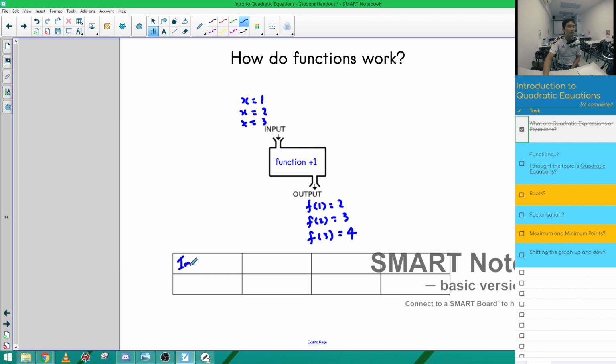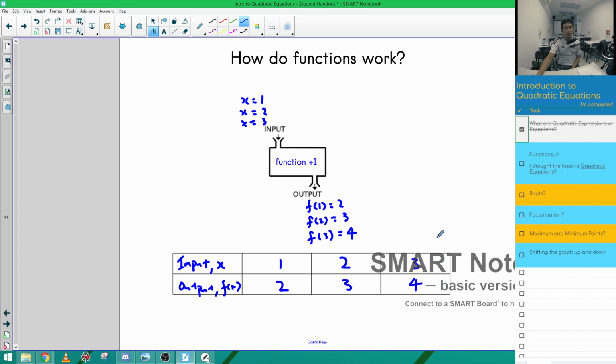Yeah? Okay, so over here at the bottom, we can summarize it with a table. So we can say that the input, which in this case is the letter x, right? And the output is f of x. Okay, if x is equal to 1, f of 1 will be 2. If the input is 2, the output will be 3. If the input is 3, the output will be 4. Yeah, sorry about the watermark there. Yeah, so hope you can see the 3 and the 4.